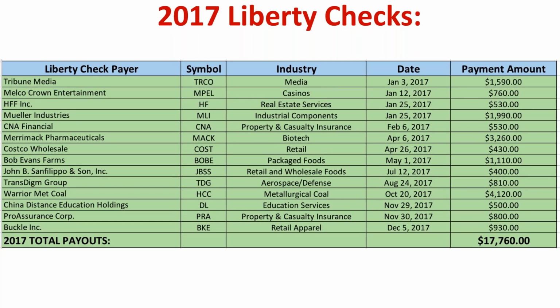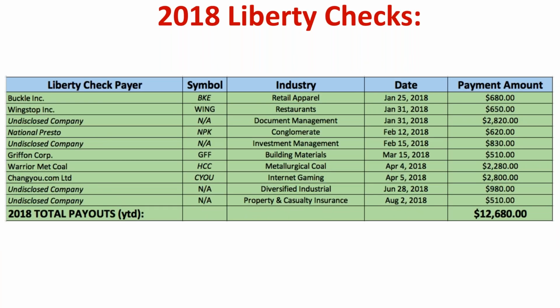Now, you might be saying, well, hey, look, 2016, maybe that was a fluke, right? Well, the same thing happened in 2017. We saw right here all the Liberty check payments: Tribune Media, Mueller Industries, CNA Financial, Costco, all the companies. And the grand total of those checks, if you'd acted on them, would be $17,760, which is, again, pretty impressive. So you might be saying, okay, 2 years, great. But what's going on this year, Ian? What's going on this year, Steve?